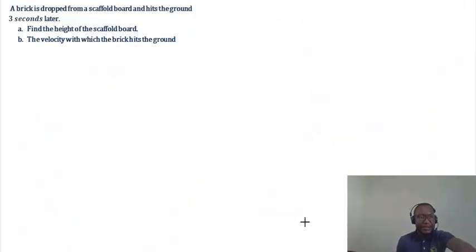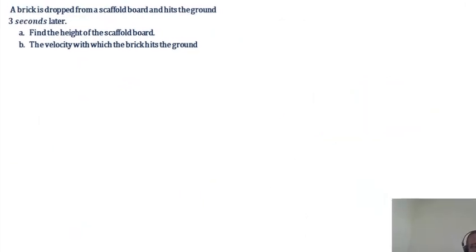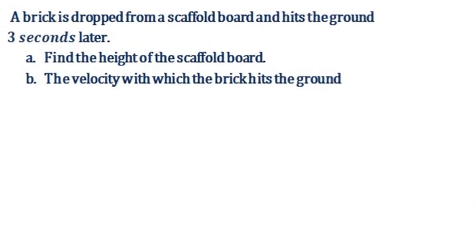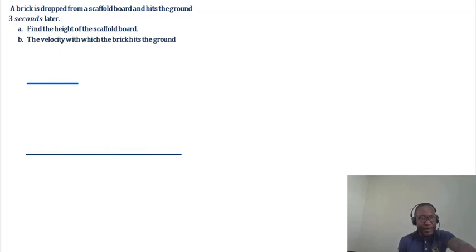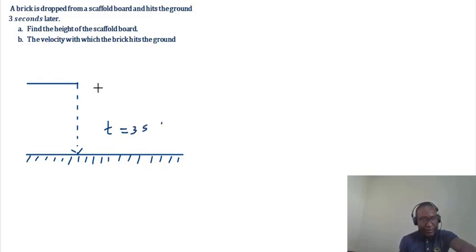Another example here: a brick is dropped from a scaffold board and hits the ground 3 seconds later. So we're going to have a scaffold here. This here is going to be our ground. So we have a brick dropped from this scaffold, and they're telling us that 3 seconds later the brick hits the ground. Now this brick is moving downwards. The acceleration here is going to be equal to positive g.